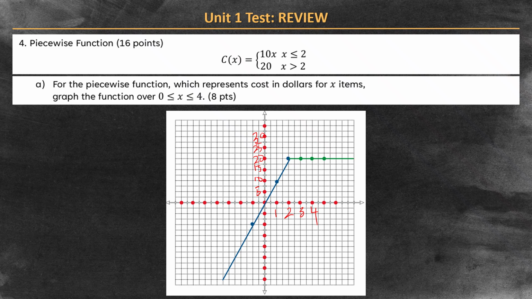And then, well, we have to change the graph because part A tells us to graph this for only between 0 and 4. So there we have it. So that's going to be your answer for part A. Now, how about for part B? Let's take a look.